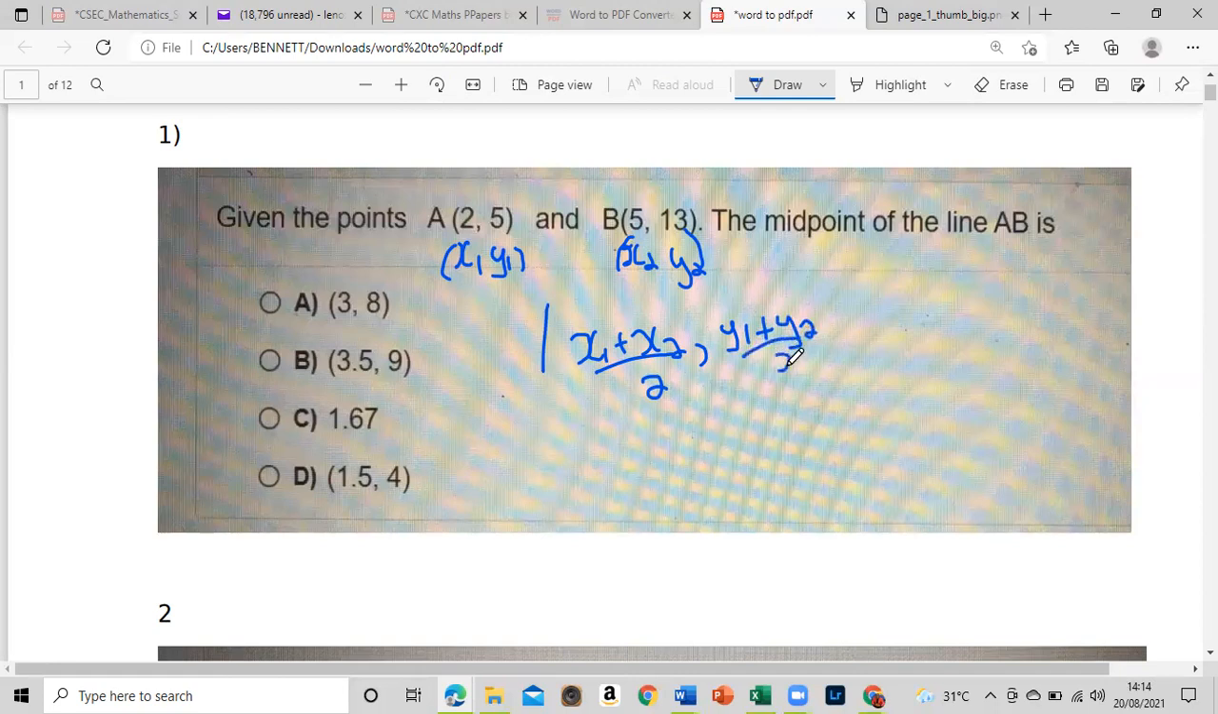So it's very simple. It's 2 plus 5 divided by 2, and 5 plus 13 divided by 2. So this would give us 7 divided by 2. Already see the answer, guys. It's B, which I'm just going to show this step. 18 divided by 2. This would give us 3.5, and this would give us 9. So it is B.